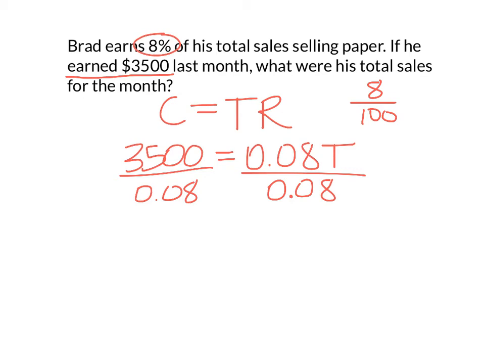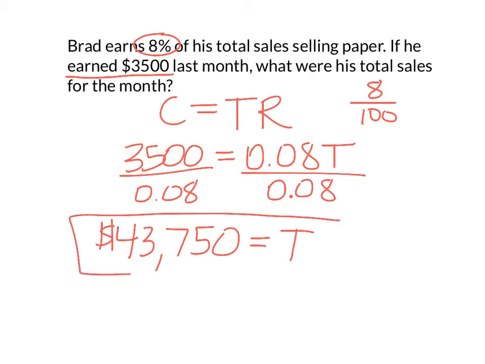And that means that Brad sold $43,750 worth of paper last month in order to earn $3,500. Maybe that's a lot of paper, I don't know, but I know $43,000 is a lot of money.